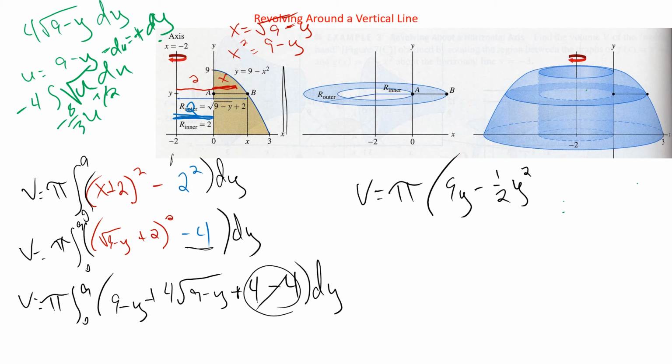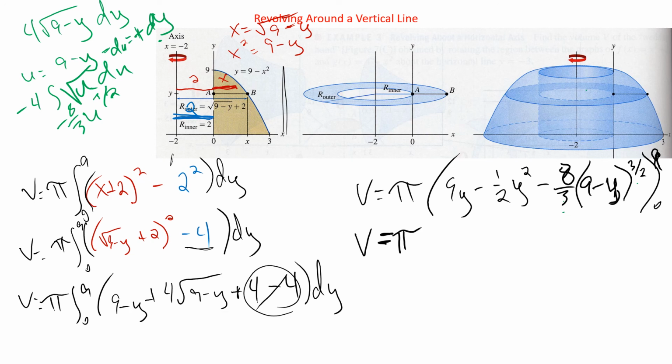Plug u back in, and we get minus 8/3 times 9 minus y to the 3/2, from 0 to 9. All right.